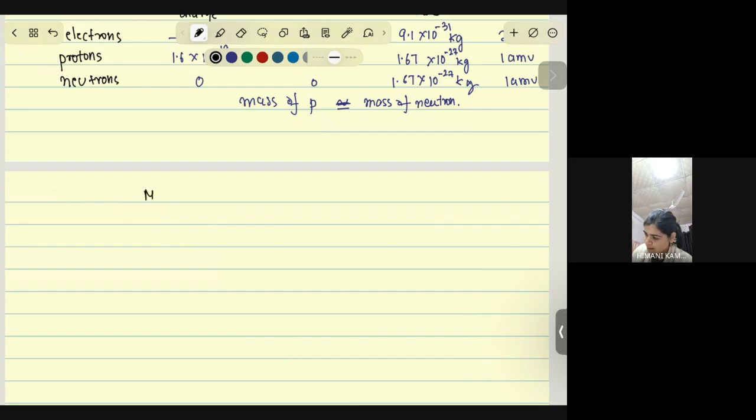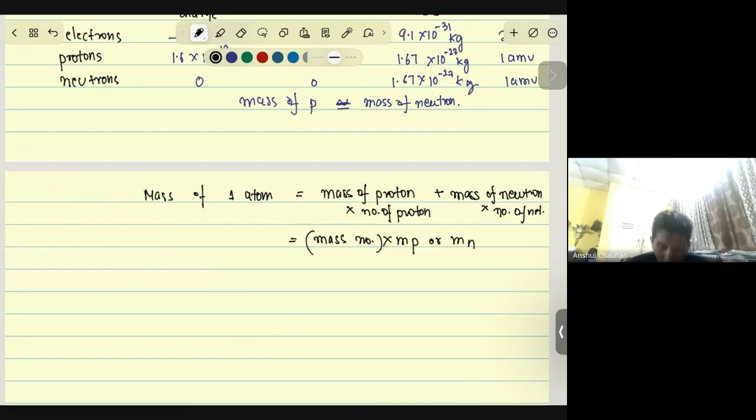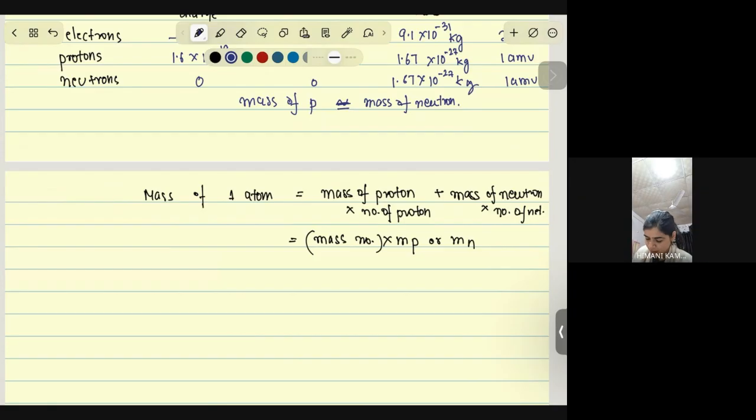So we know that the mass of one atom is equal to the mass of proton into number of protons plus mass of neutron into number of neutrons. The number of neutrons plus number of protons gives us the mass number. So we can say that mass number into the mass of proton or the mass of neutron, because mass of proton is equal to mass of neutron.